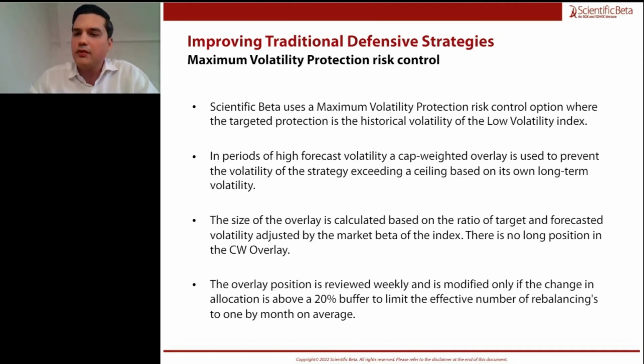This overlay is reviewed weekly, and we have a buffer rule so that the allocation is only triggered when there is a change in weight above 20%. This in practice means that you expect some reallocation to happen every month, or in other words, it's a way to manage small reallocations that don't make sense and introduce a lot of turnover, in favor of more important and significant information from the volatility calculations.